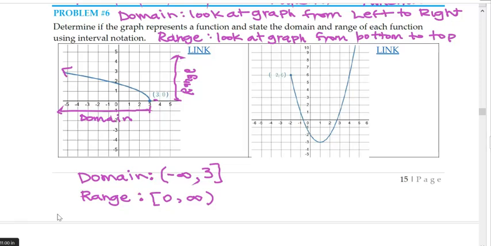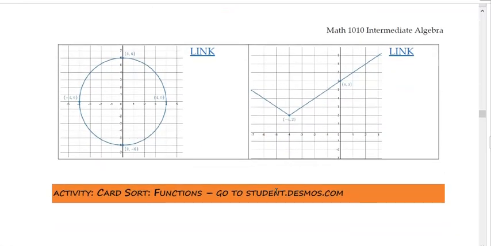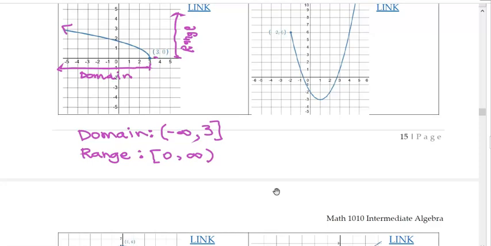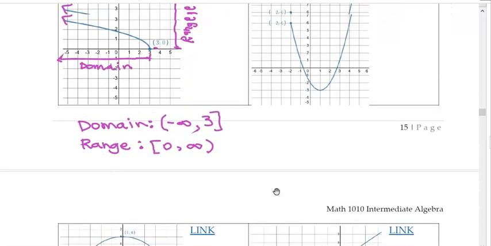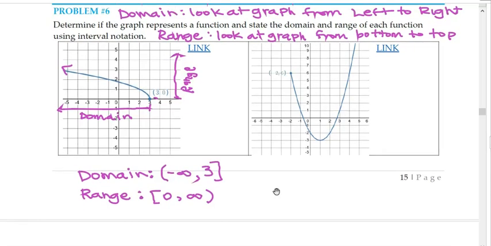All right, and I think I will leave that other one for you to do, as well as these two down here. So think about what these are as far as being able to do the domain and range. And if you need more help with interval notation, please find a YouTube video that will help you with that, or come talk to me.